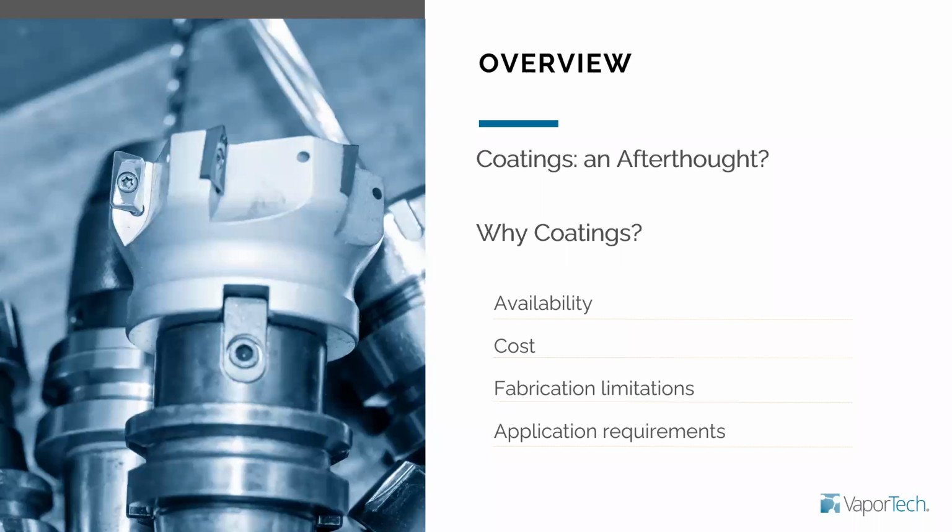Another question that sometimes comes up is why coatings? Why wouldn't you just make the entire part out of the material that you have in the coating? There are four good reasons why you don't do that. First of all, you may not have the availability of that material in bulk to actually make it. Cost could be prohibitive. Fabrication limitations. Most of these coatings, especially in performance for mechanical applications, are quite hard. So how would you manufacture these parts? And of course, there are application requirements.